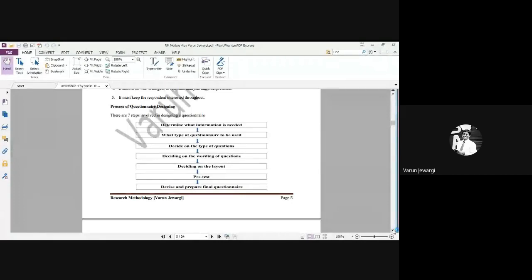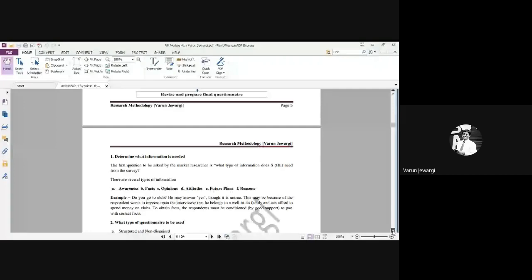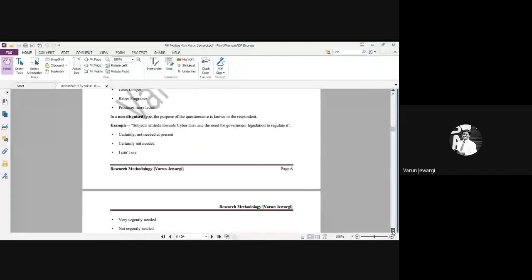The questionnaire should be very simple, never make it complicated. Say for example, in the next part we'll be understanding, just to throw light on that. Never use the double-barrel question in your questionnaire. When you ask two answers in one question, we call it a double-barrel question. Let me explain it now itself so that it will be very clear.